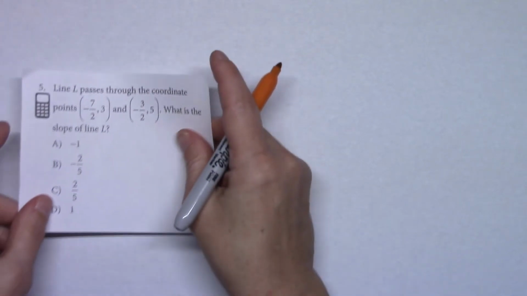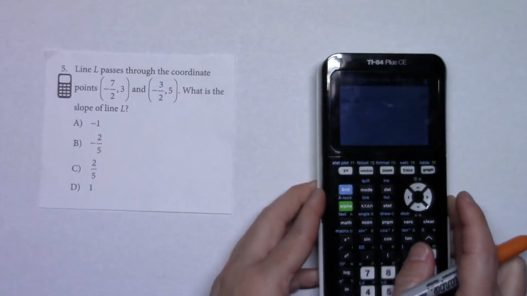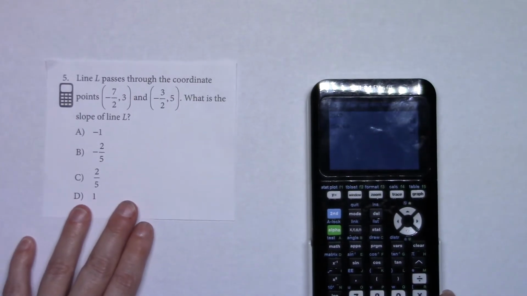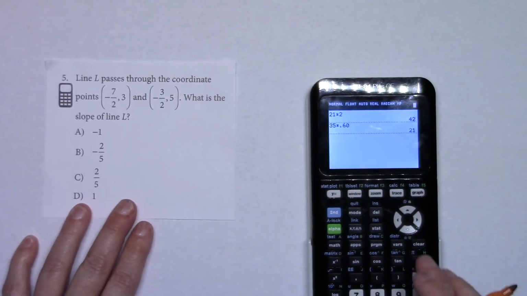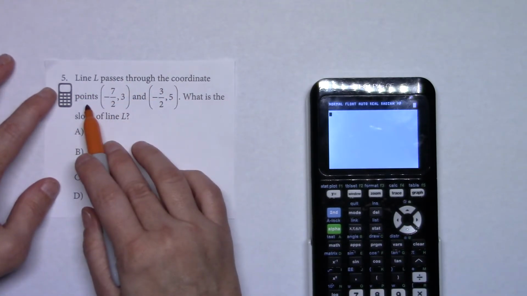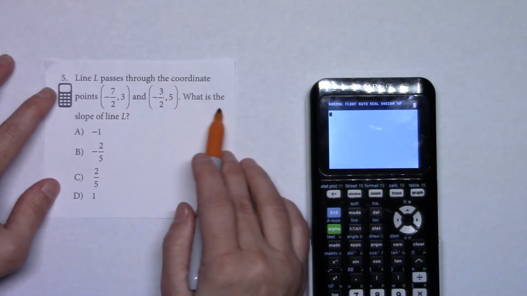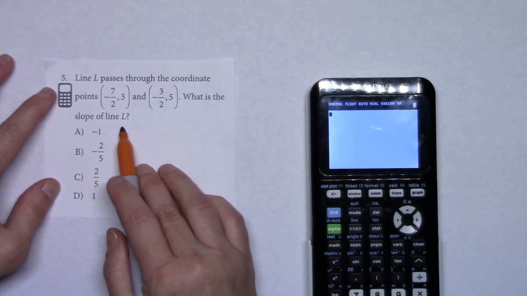Alright, now for a fifth question. For a fifth question, we are back to a calculator question. So we'll go ahead and set that down here, see if that doesn't help us out a little bit. It says, line L passes through the coordinate points of negative 7/2, 3, and negative 3/2, 5. What is the slope of line L?